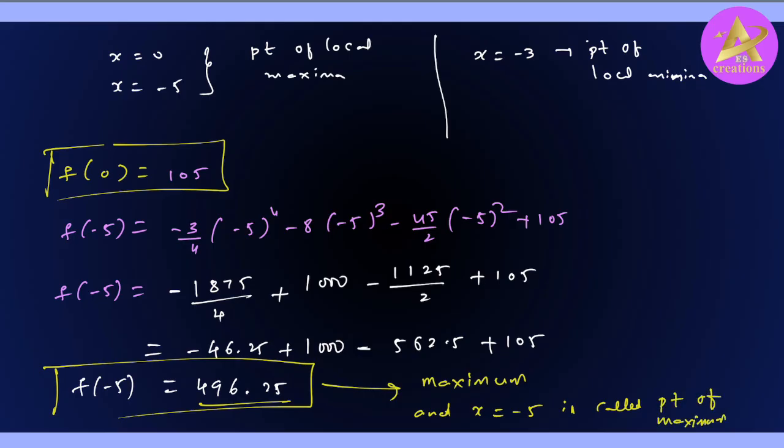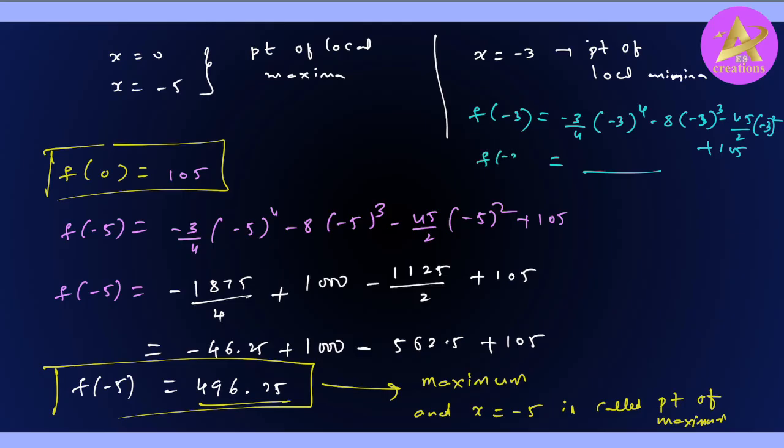Is it clear? Next, f of minus 3. Similarly, we have to find minus 3 power of 4 by 4, minus 8 times minus 3 power of cube, minus 45 by 2 times minus 3 square, plus 105. You simplify and comment what value we get here for f of minus 3. Take this as your homework.